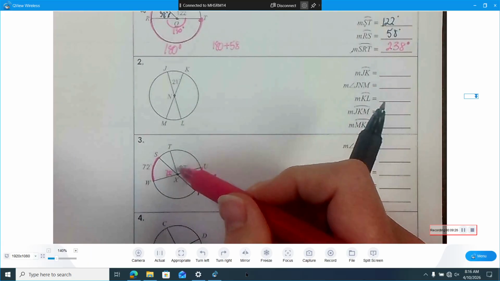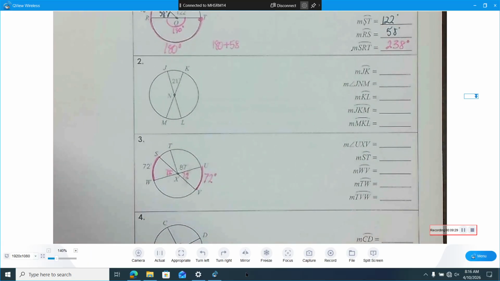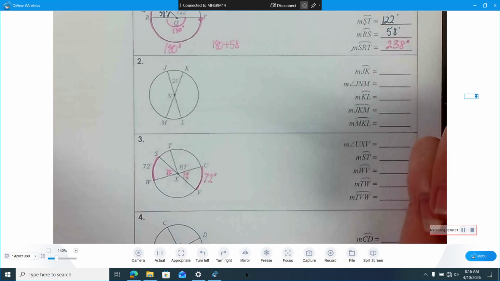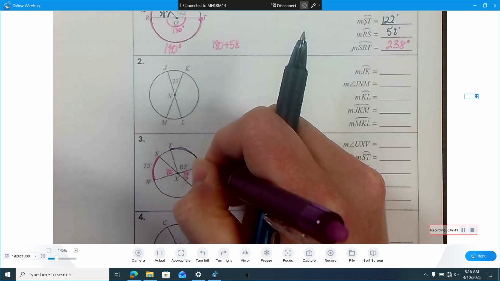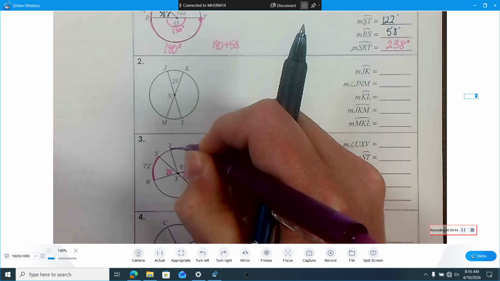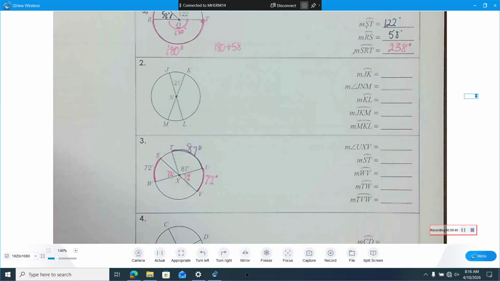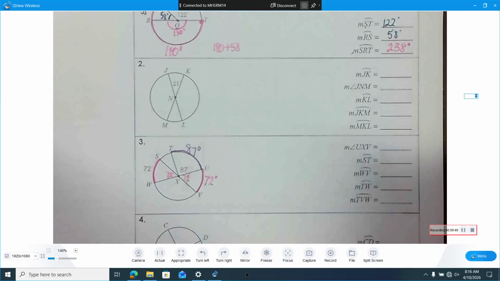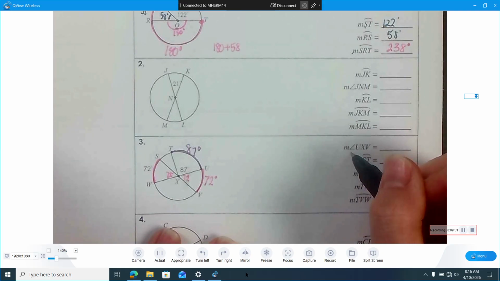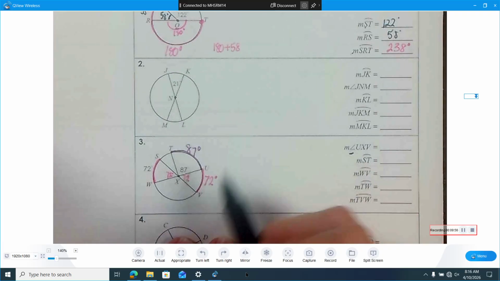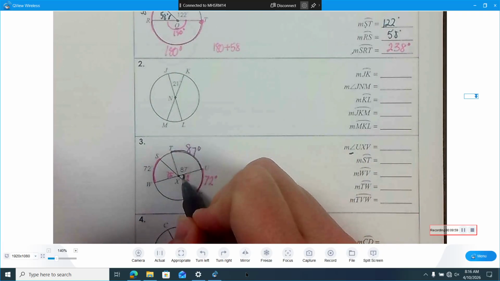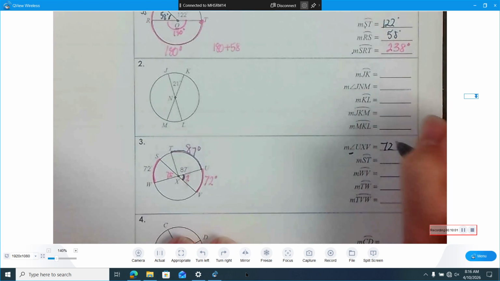What about, let's see, we have the 87. What else is 87? No. What else is 87? Arc TU. Its corresponding or intercepted arc is also 87 degrees. Okay. All right, let's see what we want to answer here. We want the measure of angle UXV. Hey, what's the measure of angle UXV? You're right here. 72 degrees. I just figured that out.